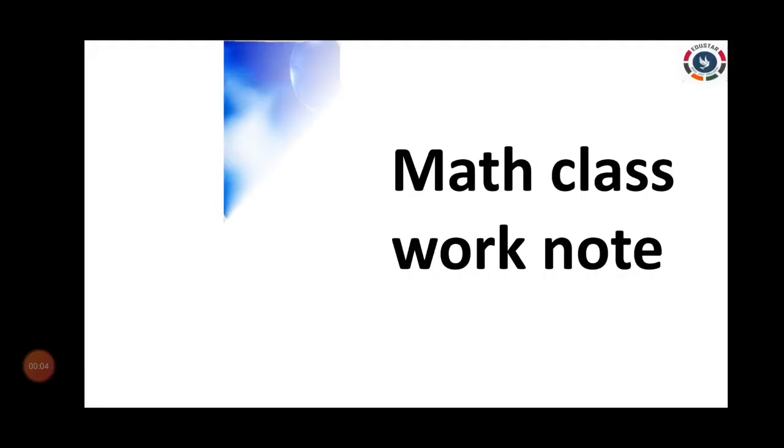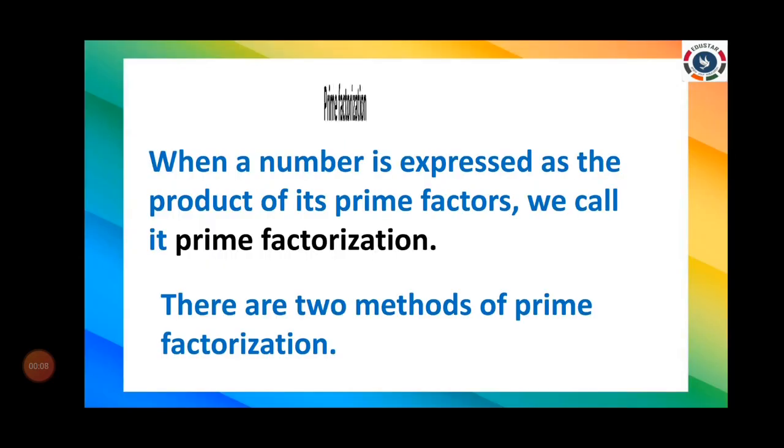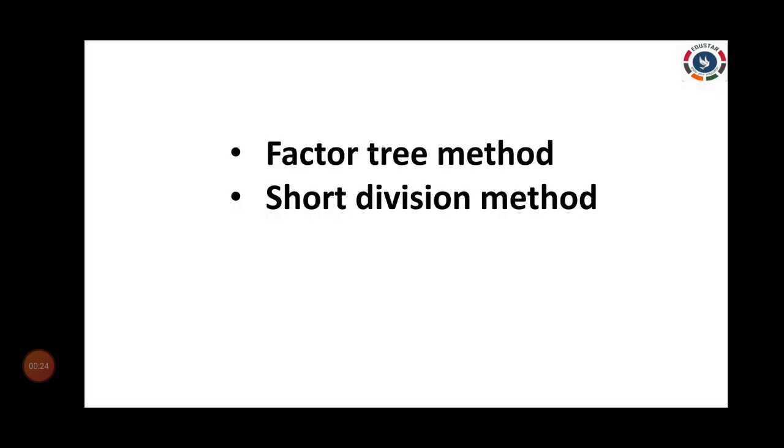Take your math classwork note. Draw margin, write date, everything. Already we have completed up to co-prime numbers, so continue from that. Prime factorization: when a number is expressed as the product of its prime factors, we call it prime factorization. There are two methods of prime factorization. One method is the factor tree method. The next one is the short division method.